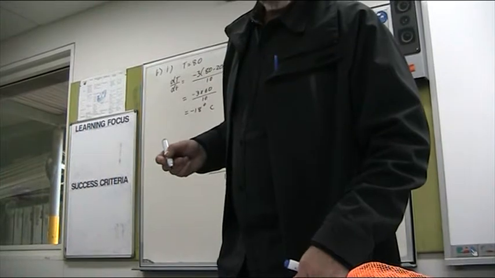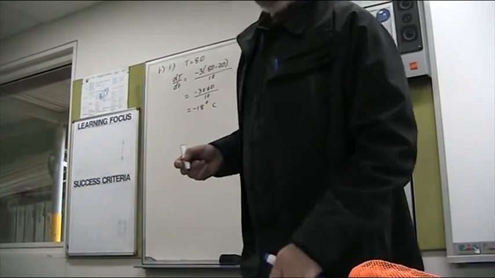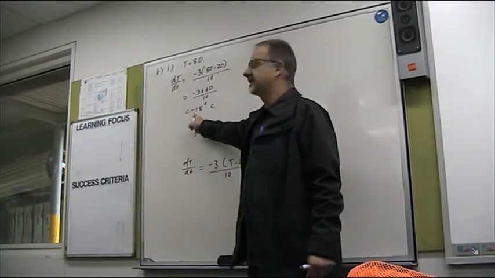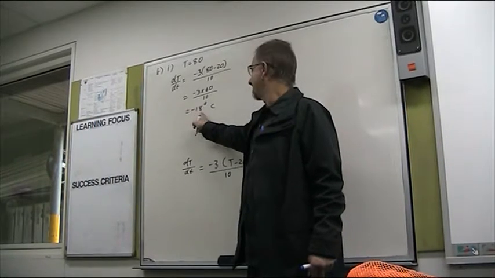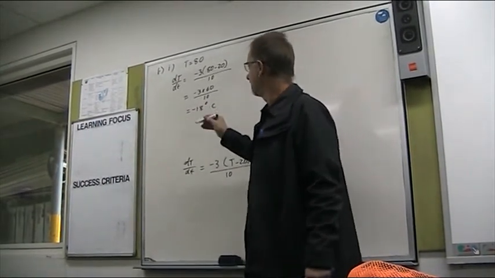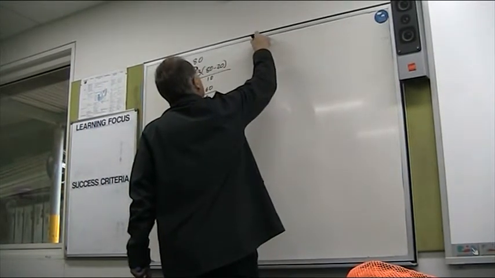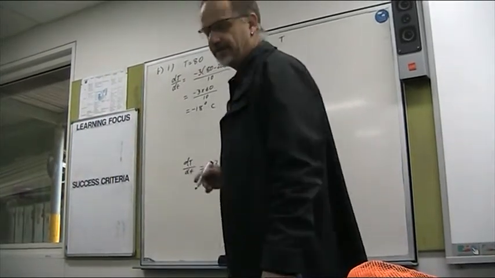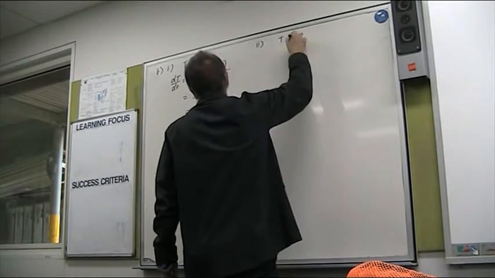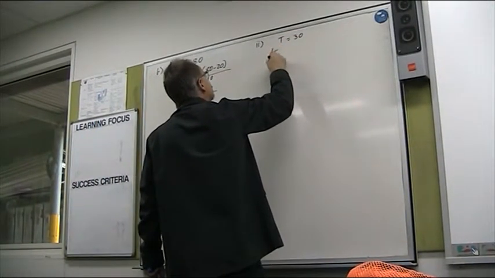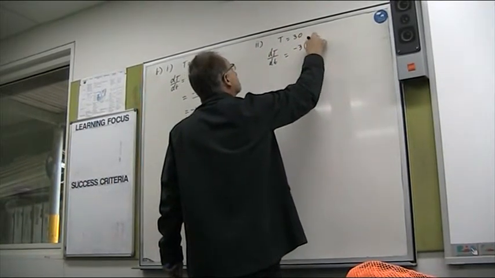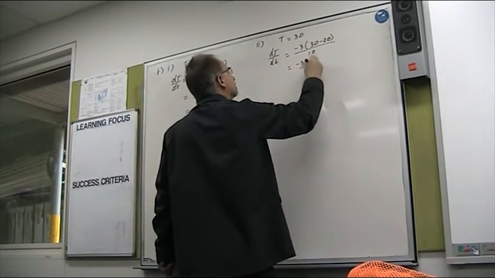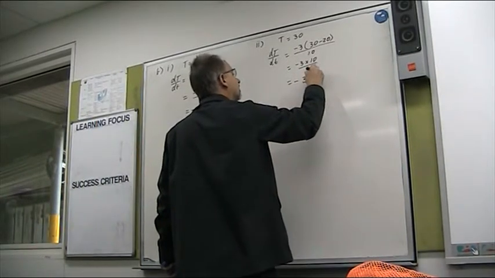It gives a unit for time. Oh, minutes. So what does that mean? It means that when the temperature of the liquid's 80 degrees Celsius, its temperature's changing by 18 degrees Celsius each minute at that specific time. Part 2, when the temperature is 30, we put 30 in. And we get -3 degrees Celsius.